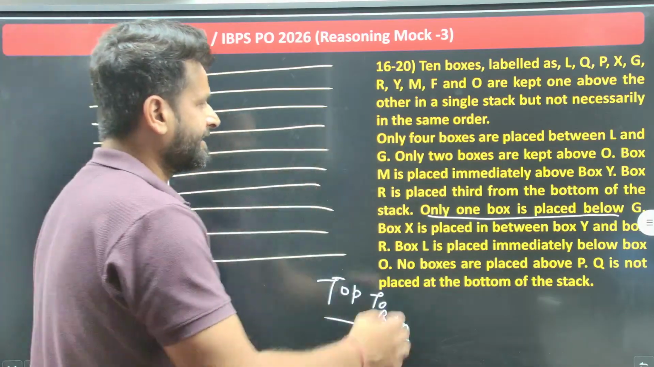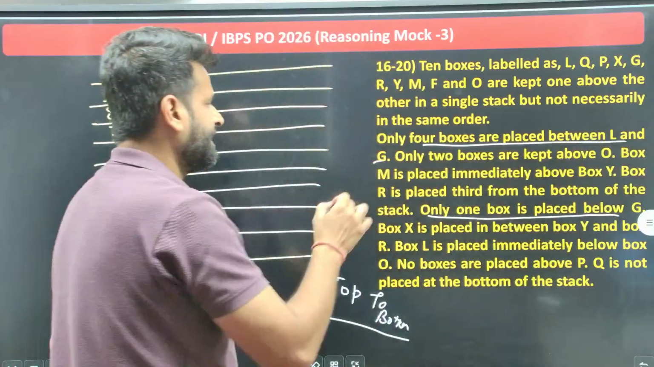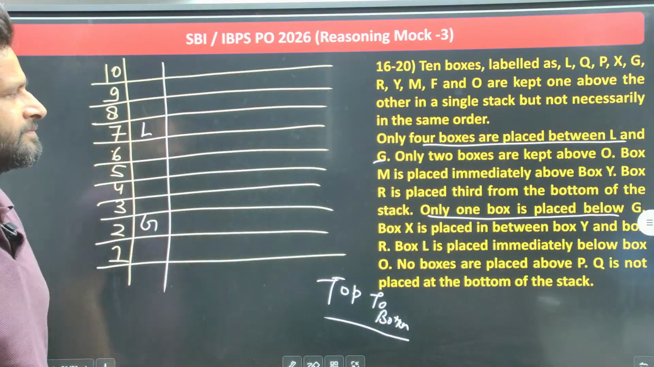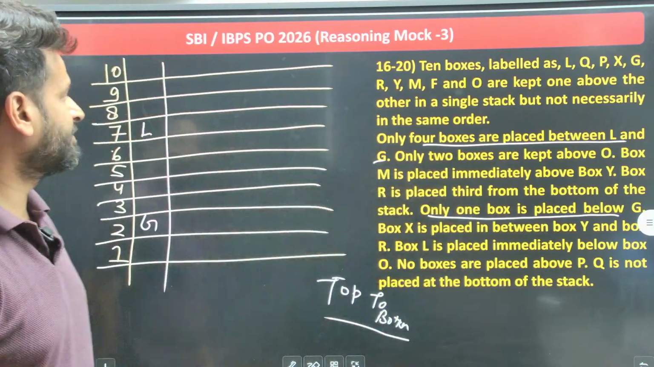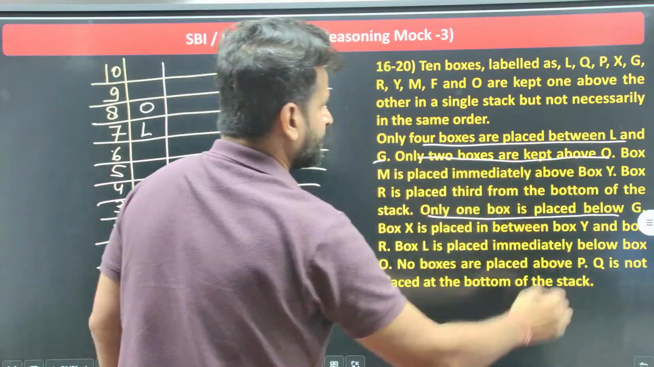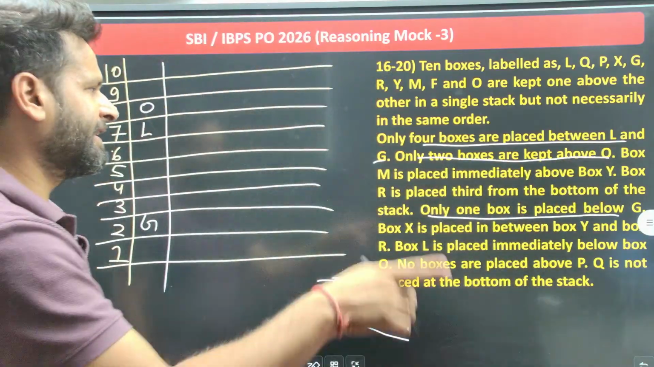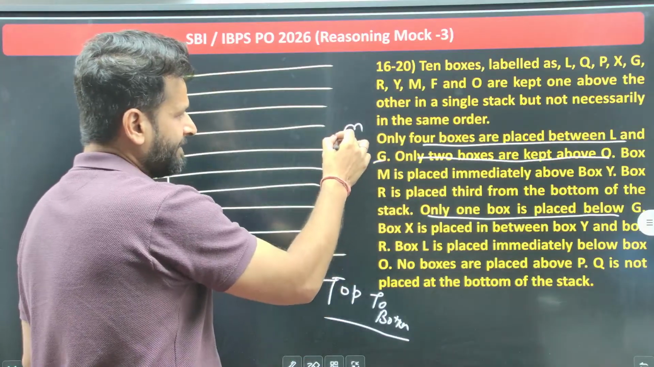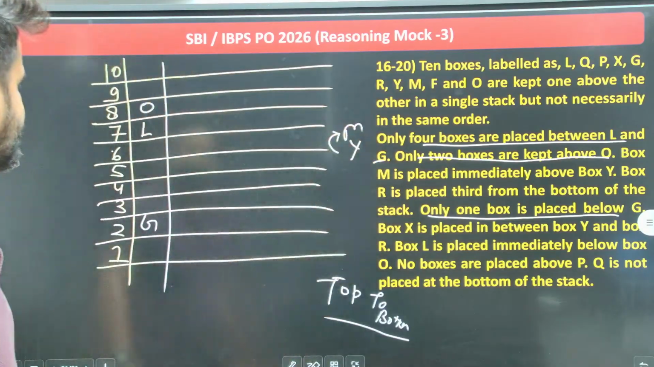Related to G, connecting to G, 4 between L and G. This is G, 1, 2, 3, 4. This will be L. Only two are kept above O. This is O. Above O, only two boxes. Box M is placed immediate above Y. Wherever you will be placing M, it will be immediate above Y.